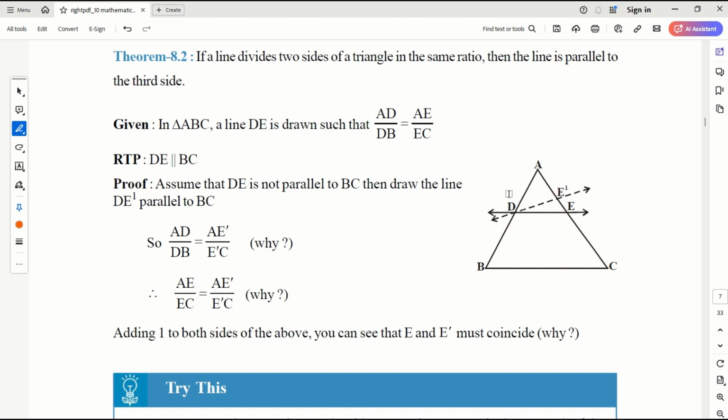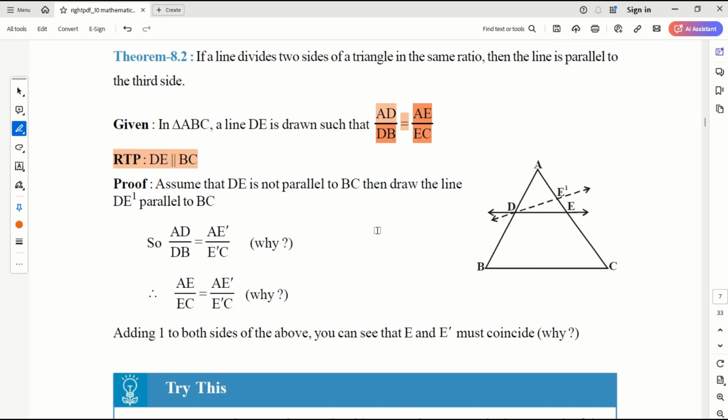Now it is given that AD by DB equal to AE by EC. Okay. Now we need to prove, if these are the ratios in which the line is cutting the triangle, then DE is parallel to BC. That is what we should prove. This is what is required to prove.